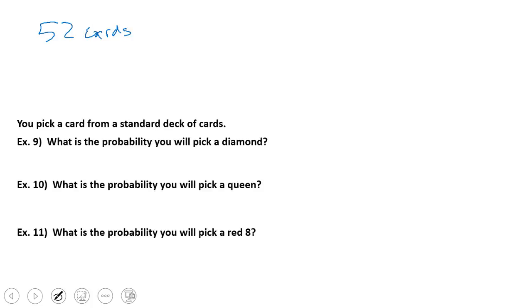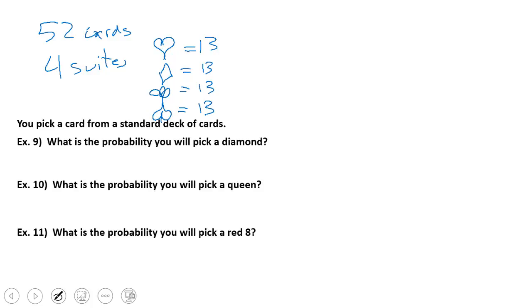There are 4 suits. There's hearts. There's diamonds. There's clubs. And there's spades, which to me looks like an upside down heart. Which means if there's 4 suits and there's 52 cards and you divide that, there's 13 of each suit. And those cards are ace through king. You pick from a standard deck of cards.